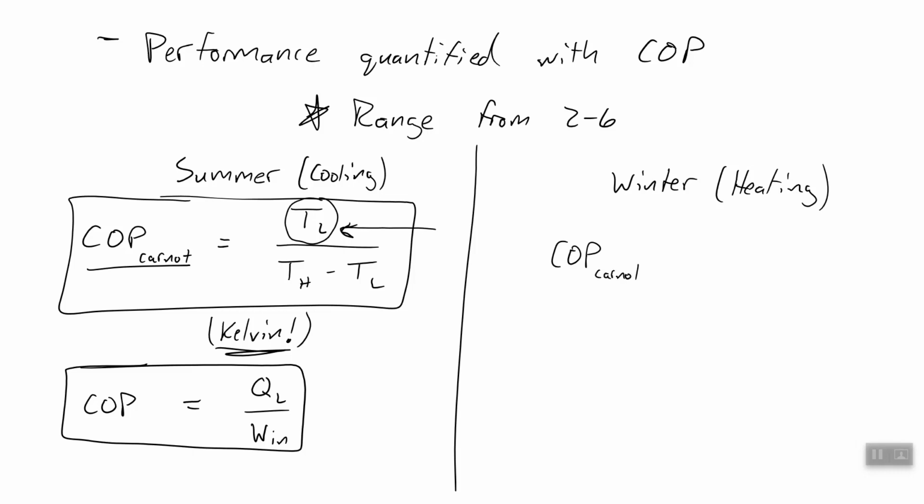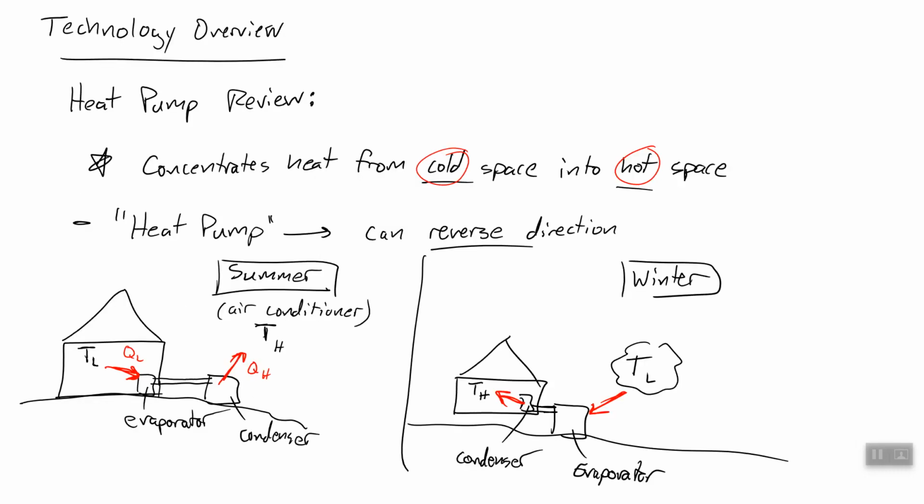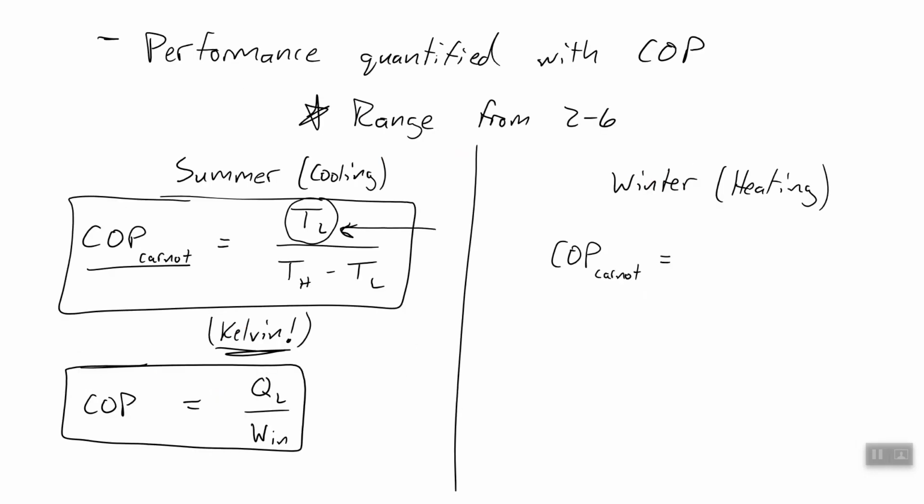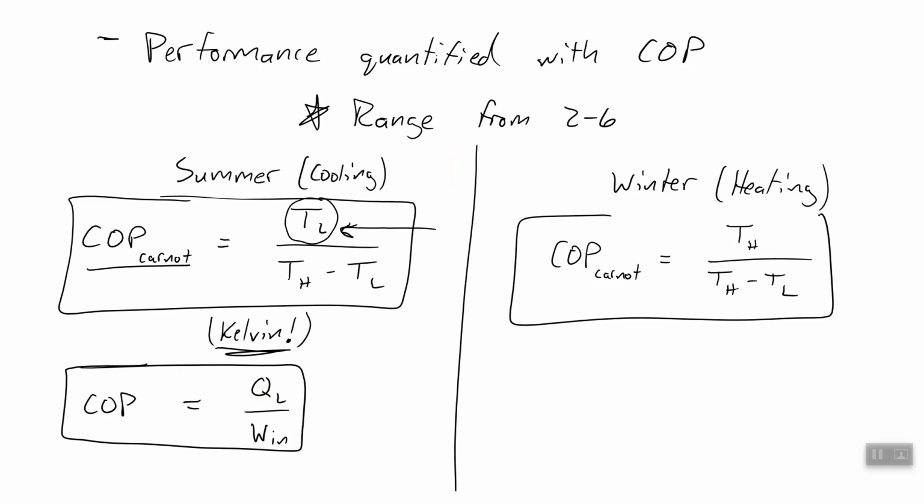Because the house is the TL, as we showed right here. In wintertime, the house is at TH. So we're going to say TH is the thing we cared about, divided by the difference between TH and TL. So in heating mode, that is the definition of the Carnot COP. That tells us the best we could do using the best heat pump.